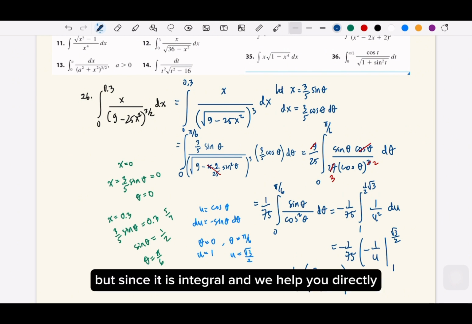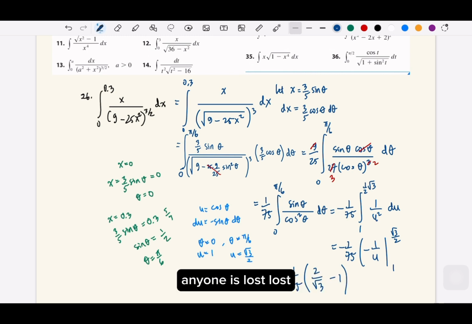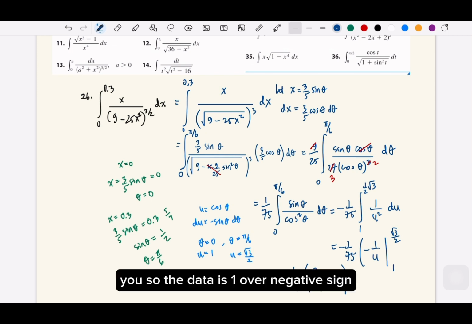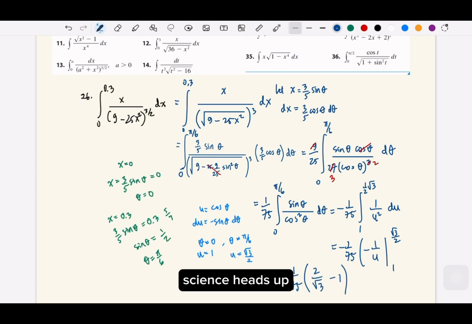But since it is a definite integral and we compute directly, we don't need to worry about going back to the original variable. Okay. Any questions? Anyone lost here? From here, this du, so d theta is 1 over negative sine. And sine is cancelled. Cosine becomes here. Okay.